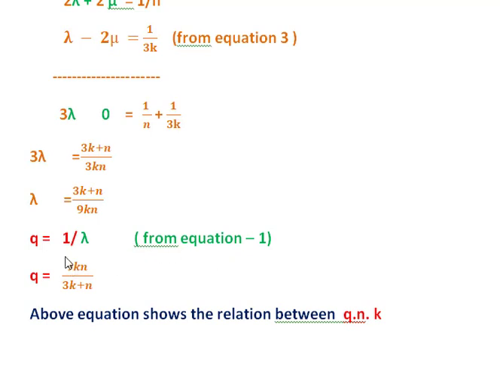So we know from equation 1 that q is equal to 1 by lambda. The lambda value is given here, so q is 9kn by 3k plus n. This equation relates the three moduli: Young's modulus, rigidity modulus and bulk modulus. In this equation, q is the Young's modulus, k is the bulk modulus, n is the rigidity modulus. So this equation q is equal to 9kn by 3k plus n gives the relationship between the Young's modulus, rigidity modulus and bulk modulus.